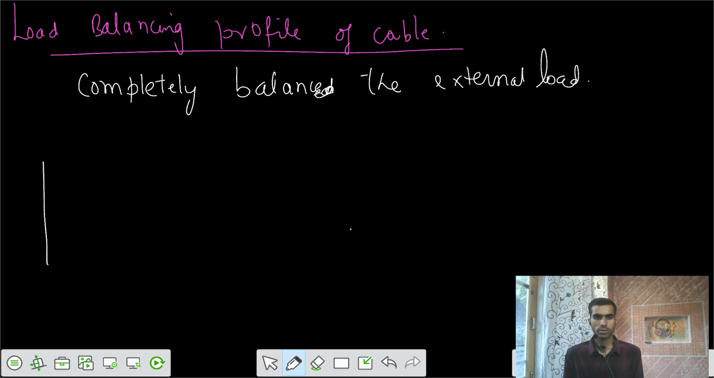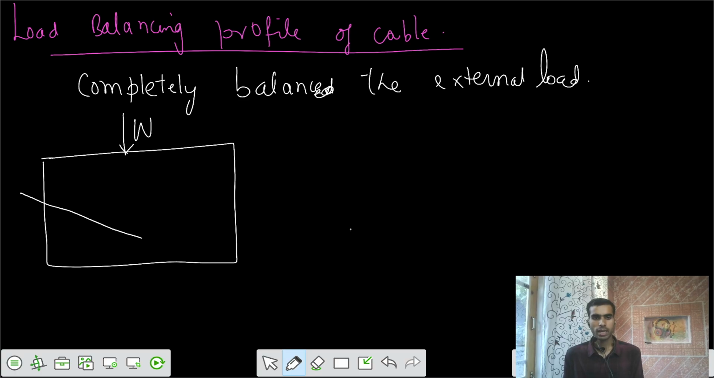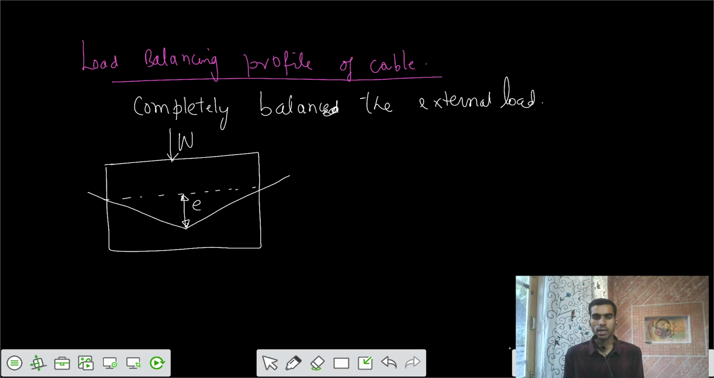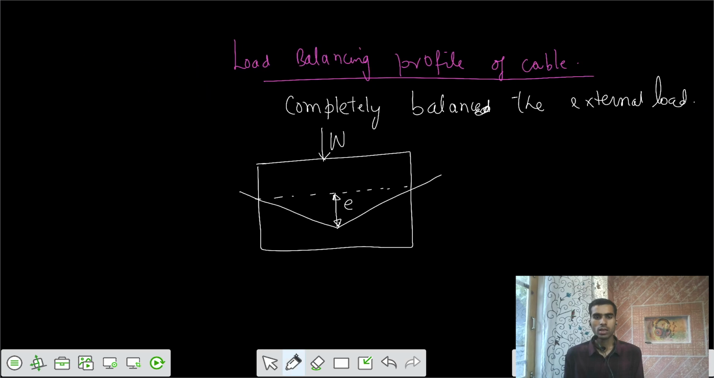So let's take a first case. That I'm applying the load of W external at the midspan, and I want a cable that's a bent cable. And there's some eccentricity at this location equal to E. So I want to say what should be my profile? What is the location of E at any section?